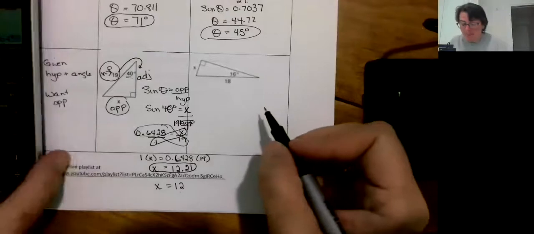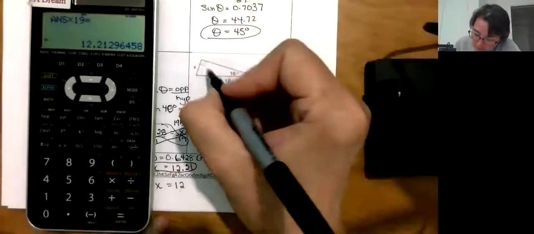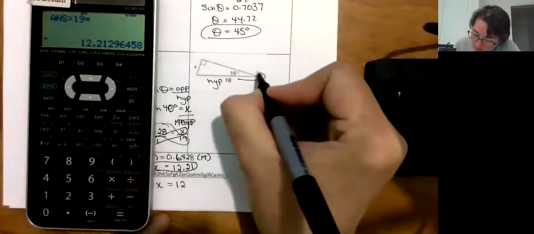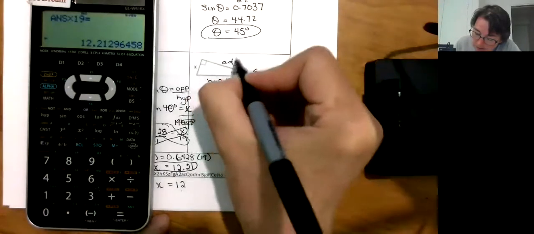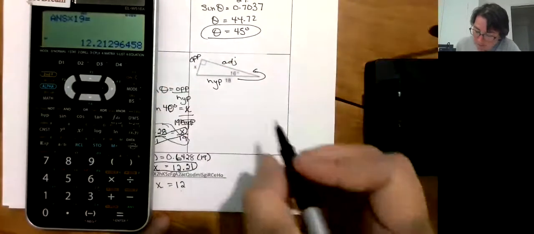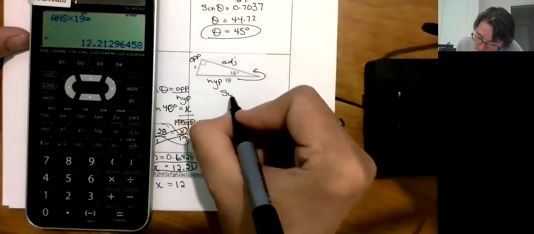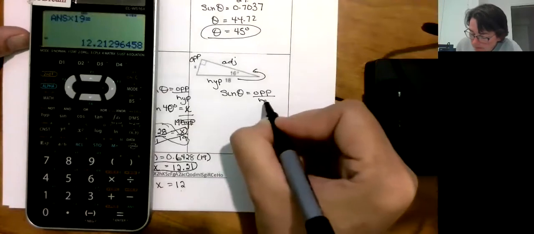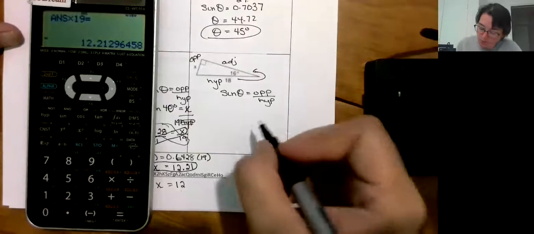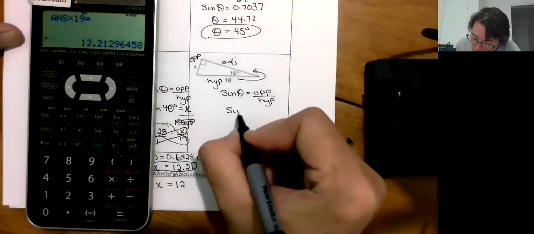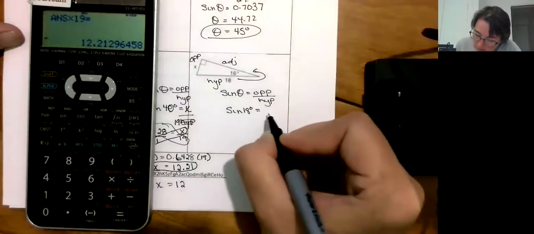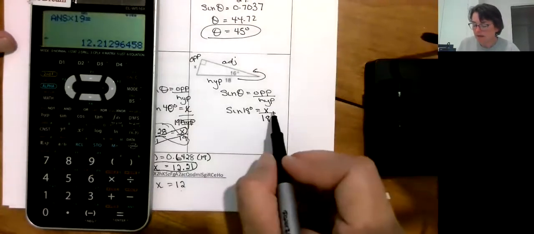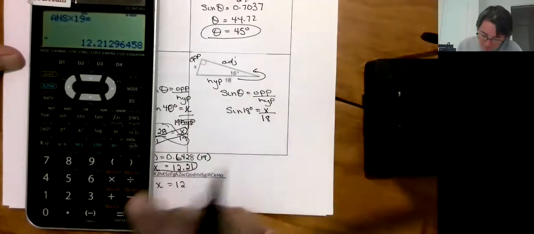All right, here we go. Labeling first. Hypotenuse. Around my corner. Adjacent. Opposite. All right, so sine theta. Opposite over hypotenuse. Same process as before. Let's plug in our numbers. So sine 18 degrees is opposite, which I don't know, over hypotenuse, which I do know. So I have one unknown, and that's the x, so it should be good.